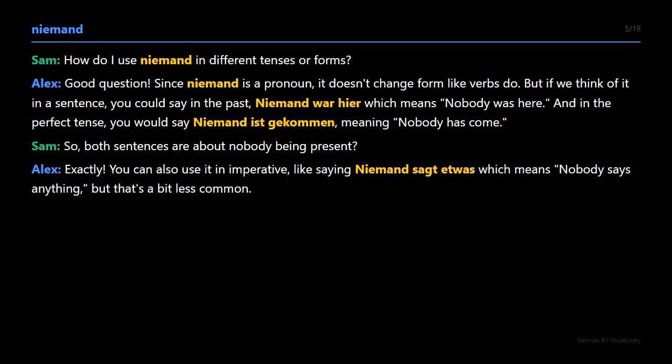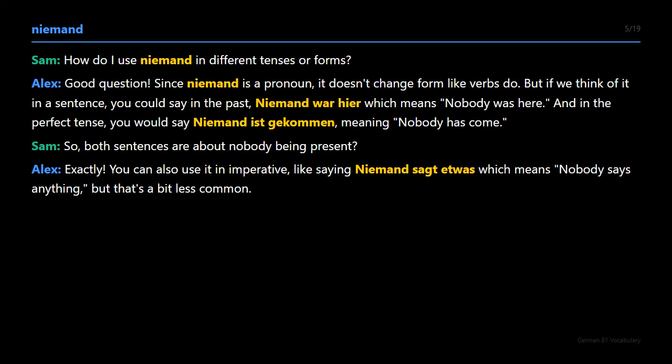And in the perfect tense, you would say, niemand ist gekommen, meaning nobody has come. So, both sentences are about nobody being present. Exactly. You can also use it in imperative, like saying, niemand sagt etwas, which means nobody says anything, but that's a bit less common.